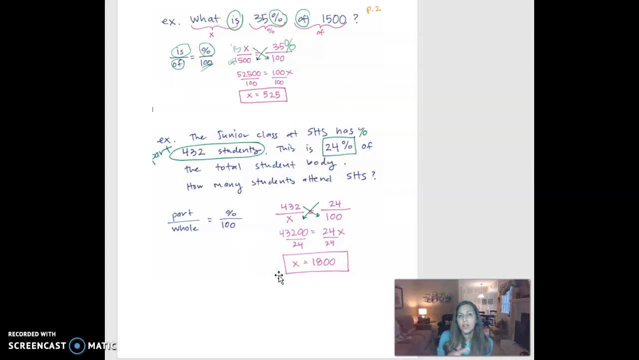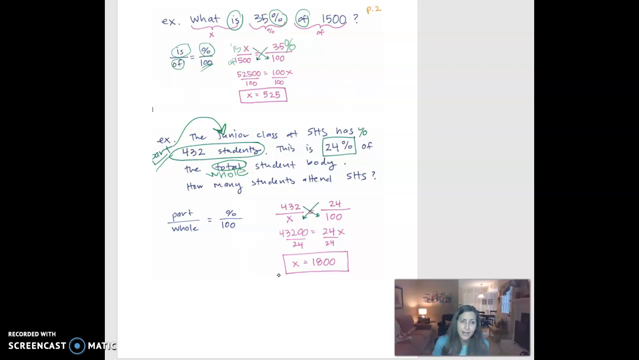Okay, I like the other word problem formula for this, the part over whole. This is my preference. Why? Because we're talking about part of the students at Skyline High School. What part are we talking about? We're talking about the junior part. That's part of the student body. And we're also talking about the whole student body. This word right here, total, is another word for whole. So the formula, part over whole equals percent over 100, is really good for this particular word problem.